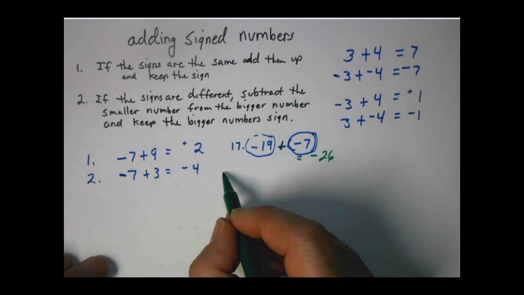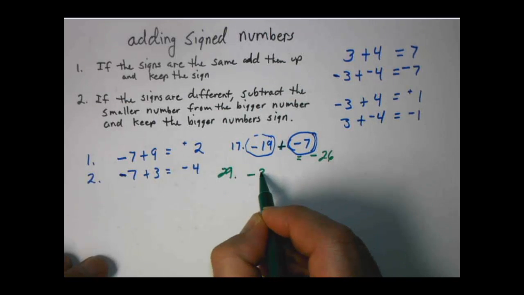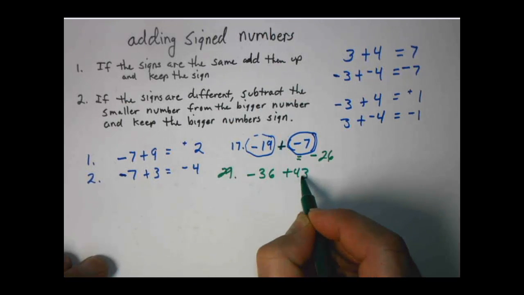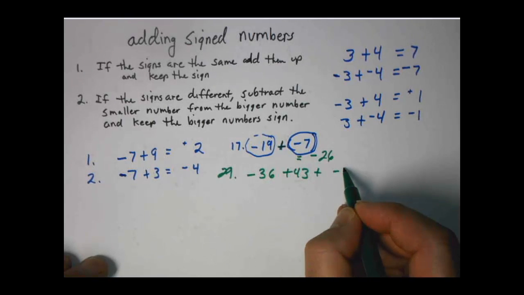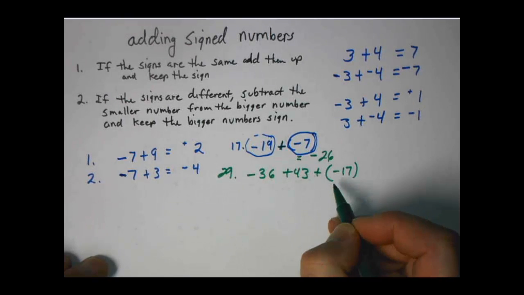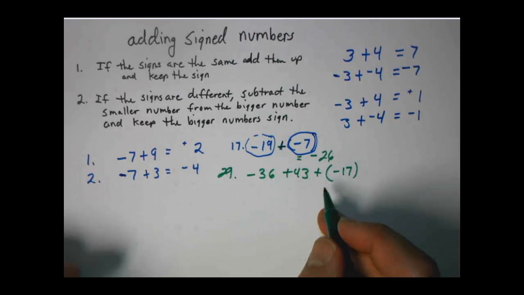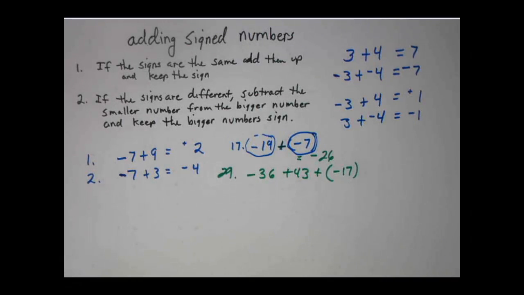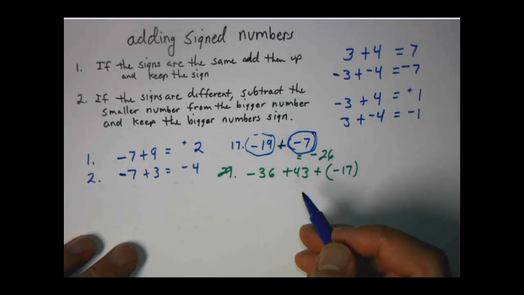Well, let's say I have 3 numbers. Like in problem number 29, I have minus 36 plus 43 plus negative 17. Again, in brackets only because of the two signs right next to each other. Well, we have a couple of different ways we can do it.